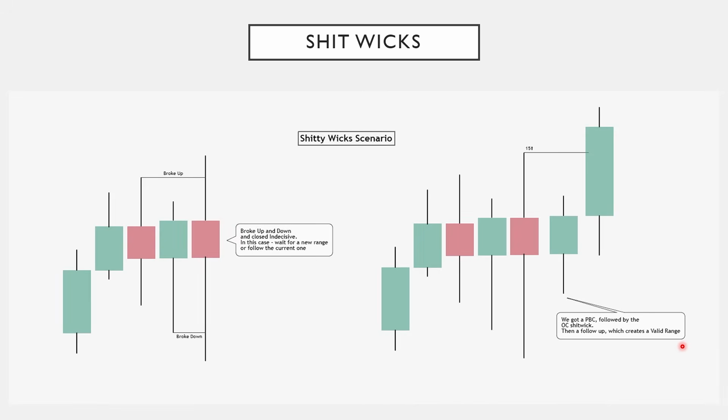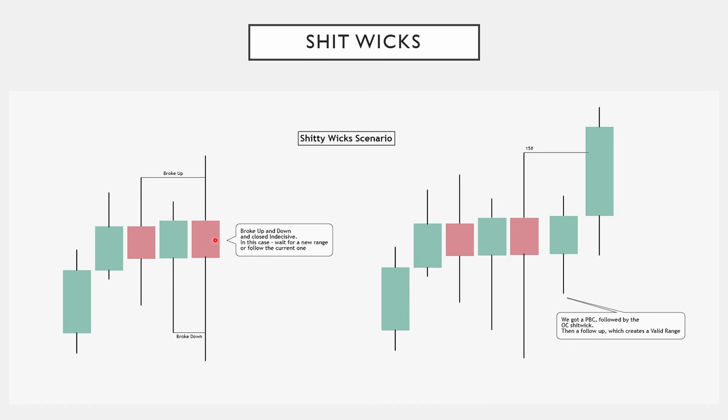Now, you're also going to encounter situations that I call shit wicks, and those are very big candles that take out both the high and the low. So in that case, you can see we have a push. There we have an opposite candle, but it's not a pullback candle because it breaks the previous candle's high. And then we have a beautiful pullback candle here. Good. This is a valid range already. That is a valid high.